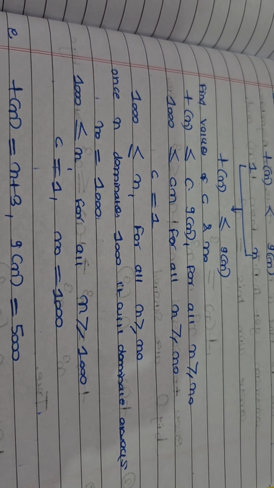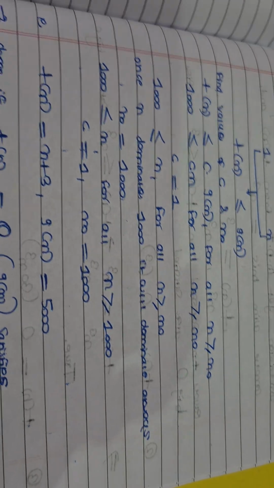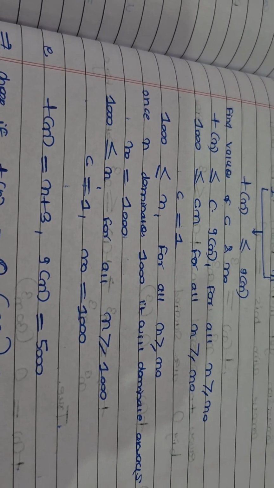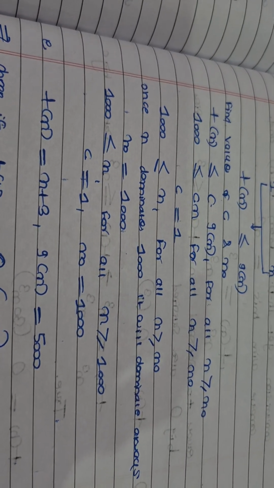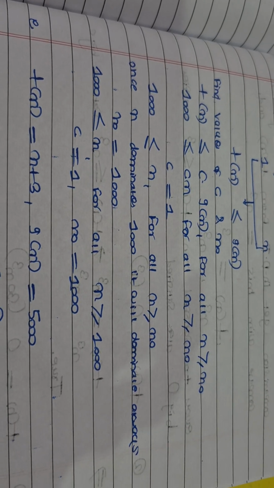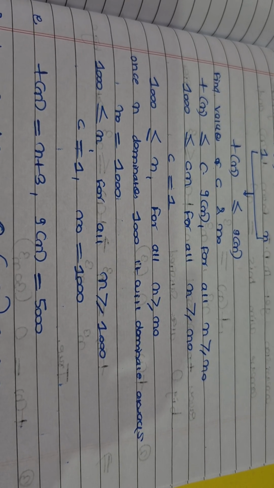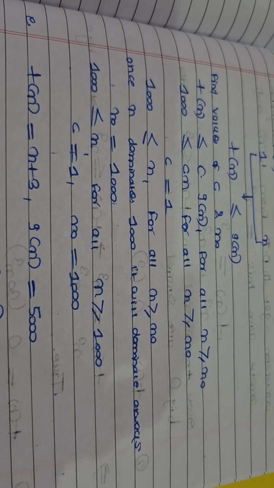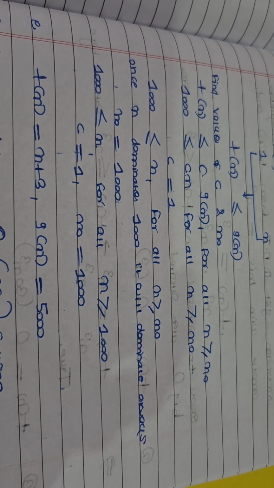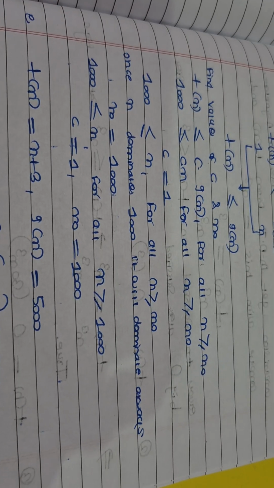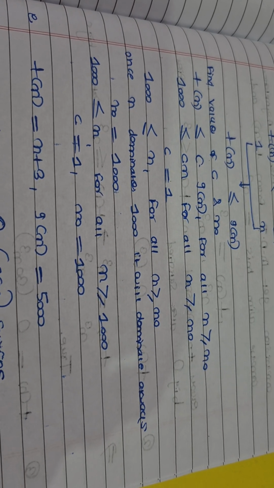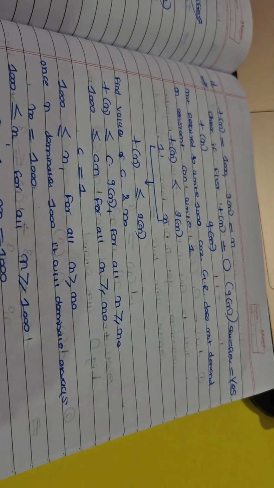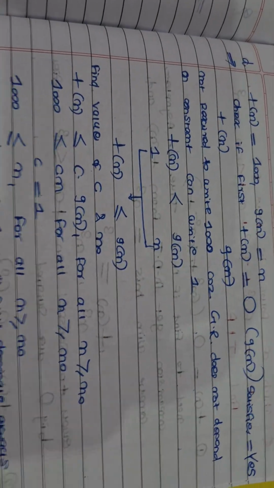Once n dominates 1000, it will dominate always. So you need to find only one n naught, then after that all the values will dominate the n, like 1000. So 1000 is less than or equal to n, and we have taken 1 and 1000, so it would satisfy the equation. You can see it satisfies.